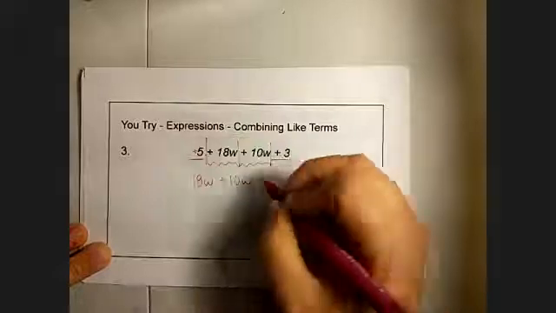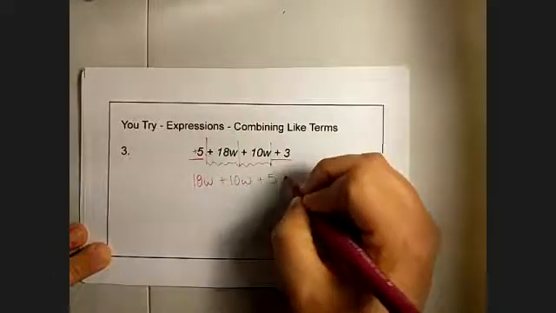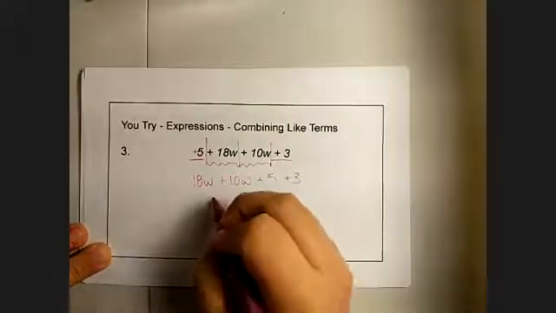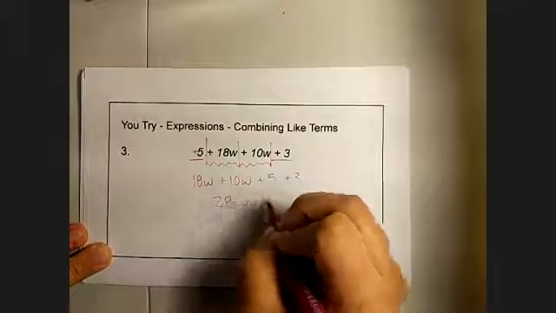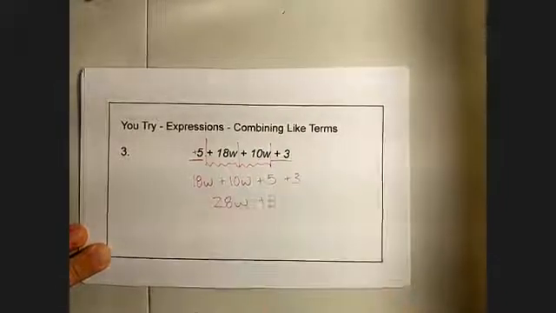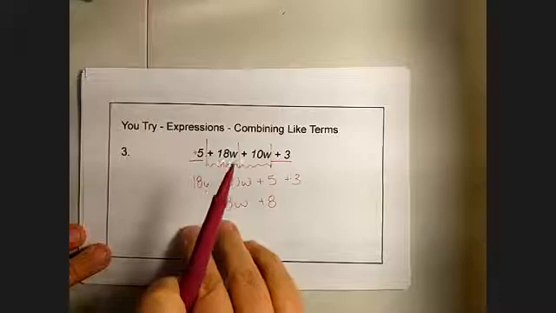That 5 is a positive, right? Because there's no symbol in front of it, and the 3 is there. This is going to create 28W plus 8. We can't add those together because they're not like terms, so we're done.